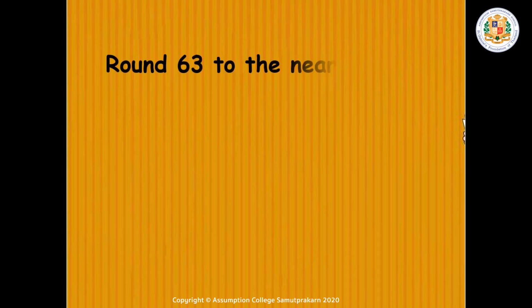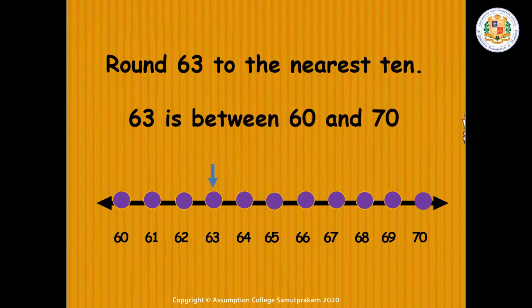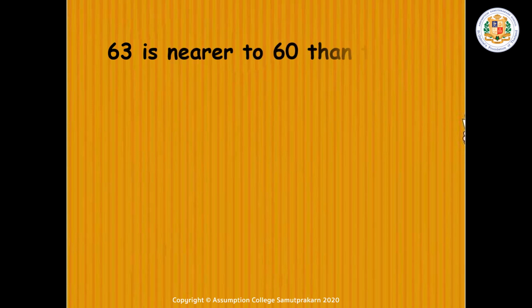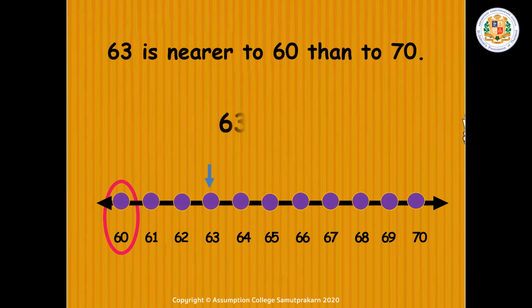Another example. Round 63 to the nearest 10. 63 is between 60 and 70. Using the number line, we can find 63. Is it round up or round down? 63 is nearer to 60 than 70. 63 is approximately equal to 60.